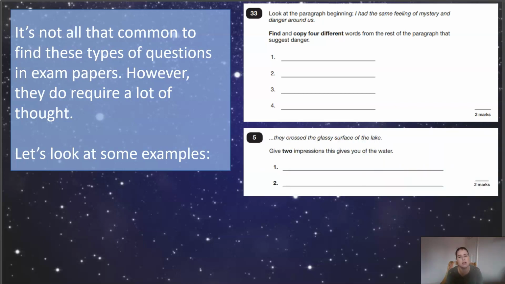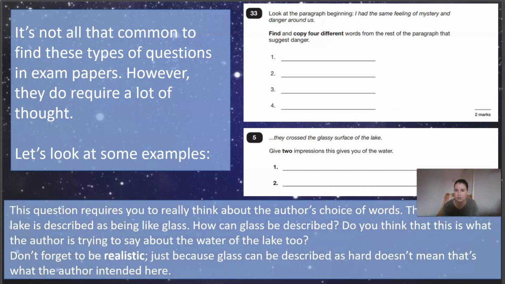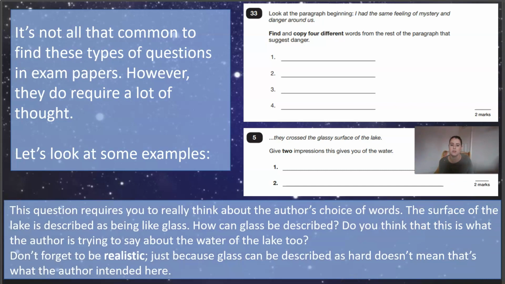Now that one's a fairly easy question, but here we have a slightly different question. So they crossed the glassy surface of the lake. So give 2 impressions that this gives you of the water. So this is asking for your opinion as a reader as to what that impression gives you about the water. Okay, so this question requires you to think about the author's choice of words. So why they've used the word glassy. Why has he compared the lake to being a glass surface? You then need to think about, well, how can we describe glass? We know that it's reflective. We know that it's shiny. We know that it's almost a mirroring effect.